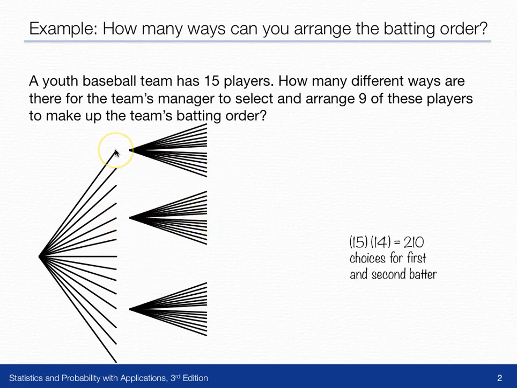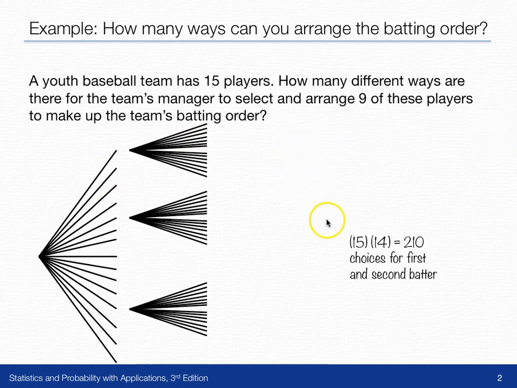What we notice is this is becoming very unwieldy as a tree diagram, but this helps us to at least illustrate that each of those 15 choices has 14 choices for the second batter. So we have 15 times 14, which is 210 choices for the first and second batter in order. Now, we're not going to continue this tree diagram because we have to arrange 9 players. Can you imagine a tree diagram that had 9 such decisions on it? It would be really, really big.